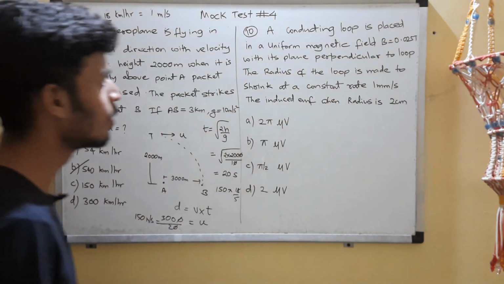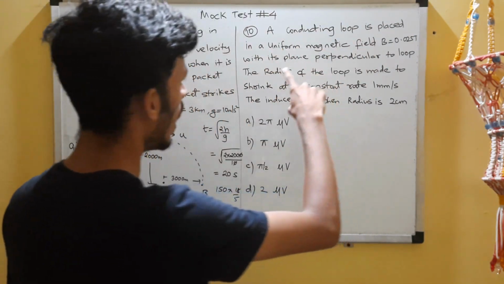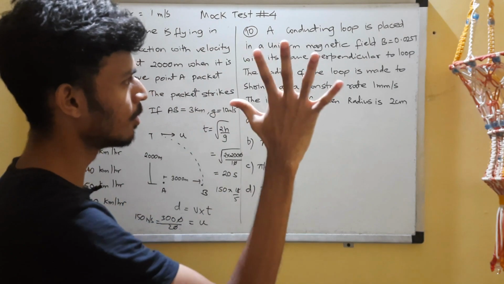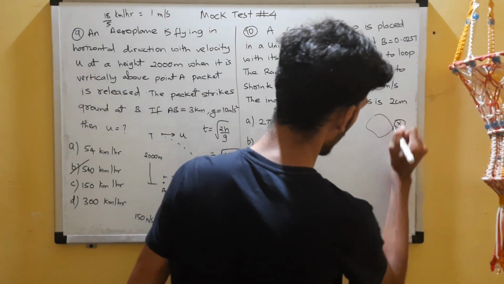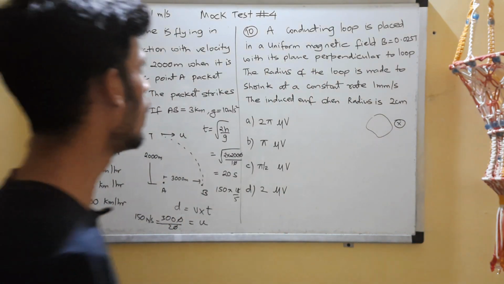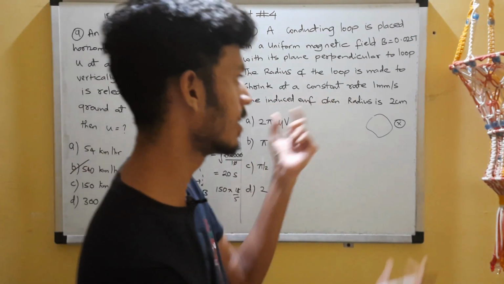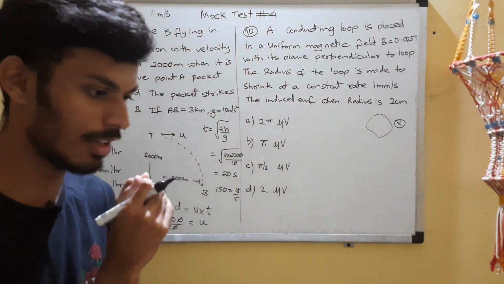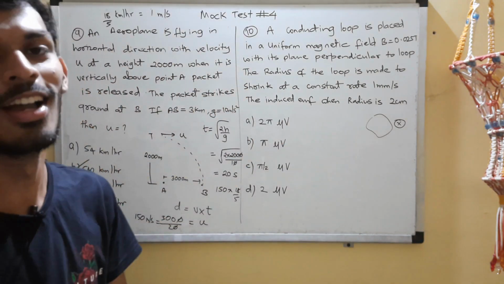We have a conducting loop which is placed in a uniform magnetic field. B is given, okay, and its plane is perpendicular to the field. Okay, so basically you have this loop and the magnetic field is like this. Now the radius of the loop is made to shrink at a constant rate. So radius is shrinking. So what is happening? The flux is changing through the ring, and you're supposed to find the induced EMF.